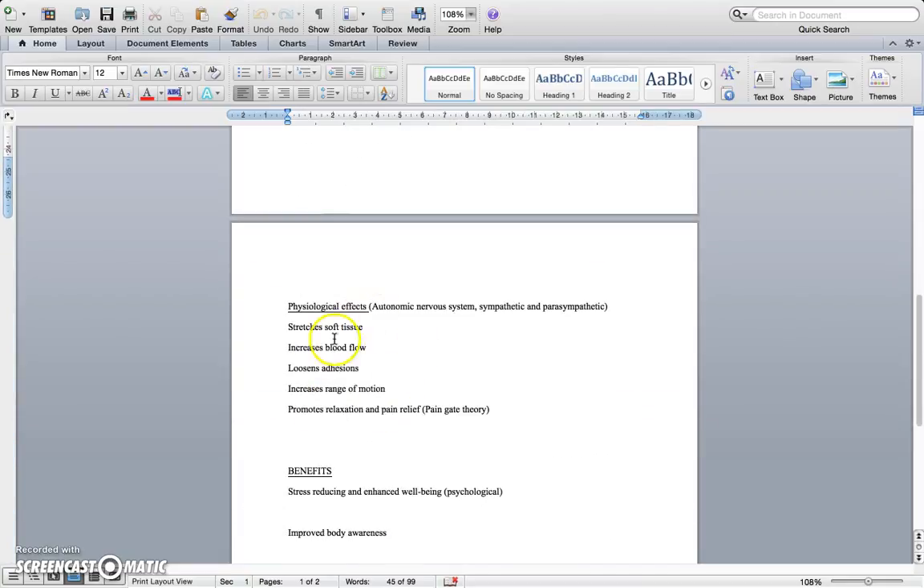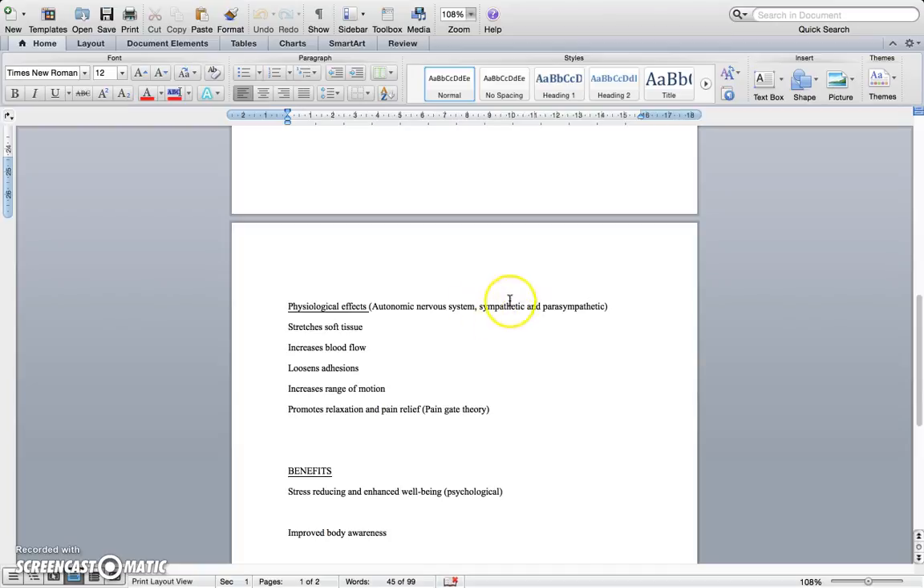Down here, talk about physiological effects. We need to speak in more detail about the autonomic nervous system, sympathetic and parasympathetic. You literally need to talk about what the sympathetic nervous system actually does, and you can find clips on YouTube. What it does is increase heart rate and breathing rate, and get blood to the working muscles faster. Parasympathetic is the opposite, so rest and digest, so it calms everything down.